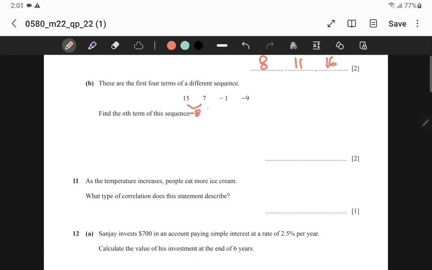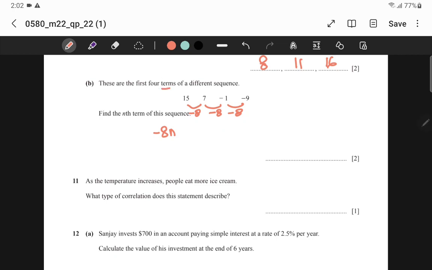Look, this one is negative 8, this one is negative 8, this one is negative 8, right? The difference is the same. This one is a linear sequence. How to find the nth term for this one? Well, the difference is negative 8, so you write negative 8n, because it appears many times. It shows up in our sequence, so we will give n to the negative 8. And then after that, what else?